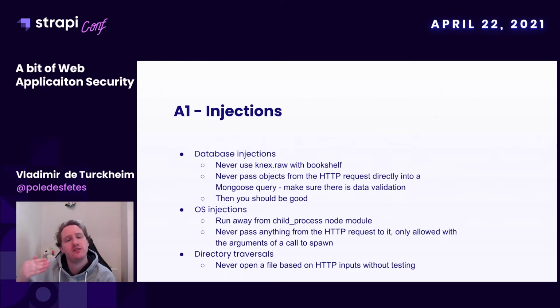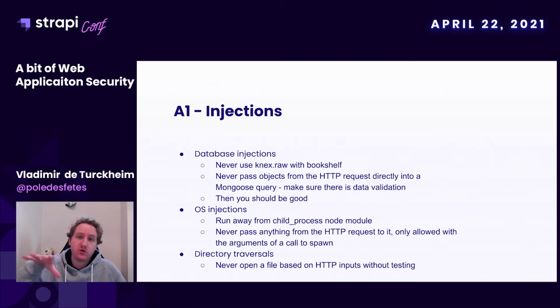Just make sure you never use knex.raw with Bookshelf, because it will actually open the door to SQL injections. So never build raw queries, and if you do, well, learn about SQL injections and how to protect against them with prepared statements. But as a rule of thumb, never using knex.raw should put you in a very good spot in terms of security.